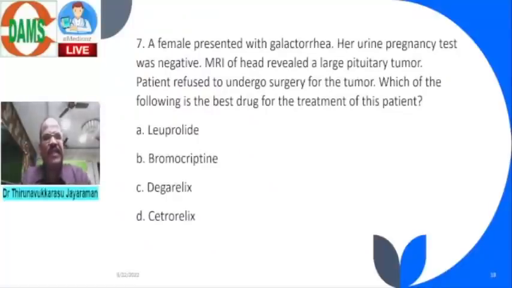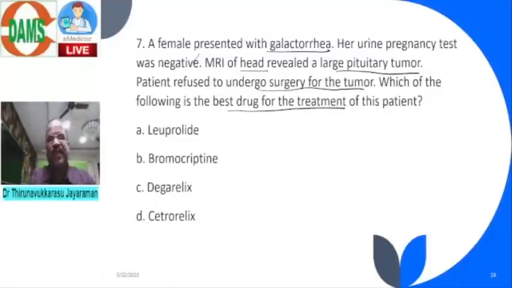A female presented with galactorrhea. Her urine pregnancy test was negative. MRI revealed a large pituitary tumor. The patient refused to undergo surgery for the tumor. Which of the following is the best drug for treatment of this condition? Very interesting question. Simple question.